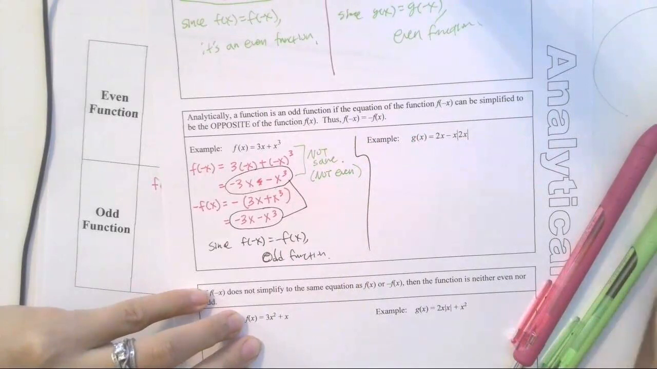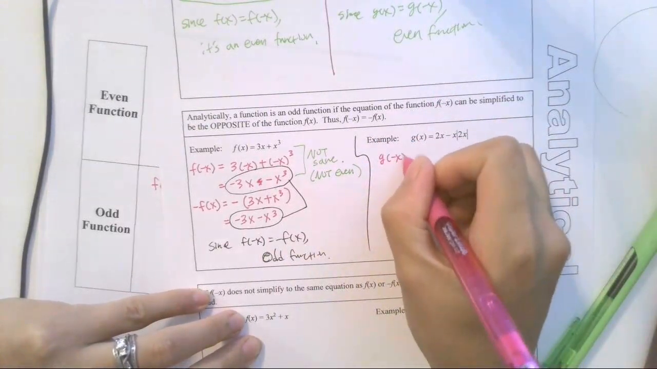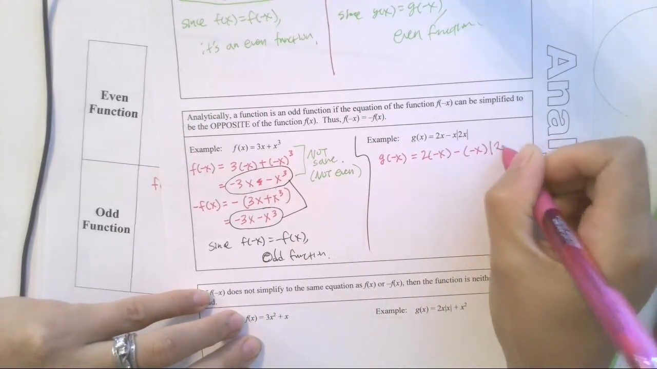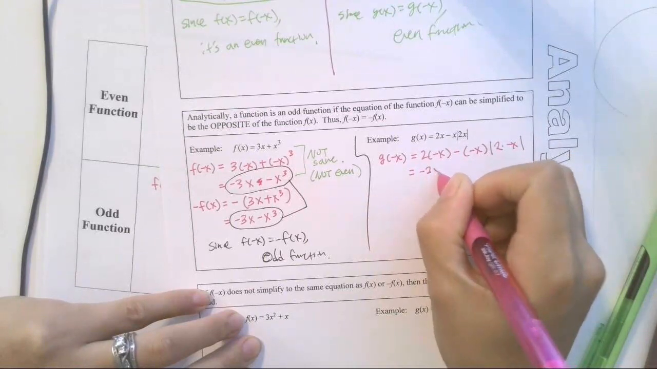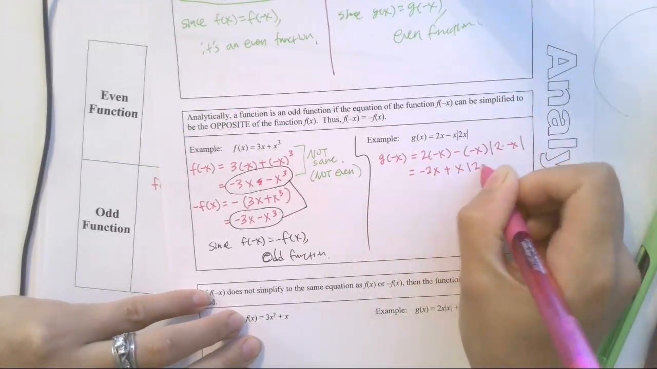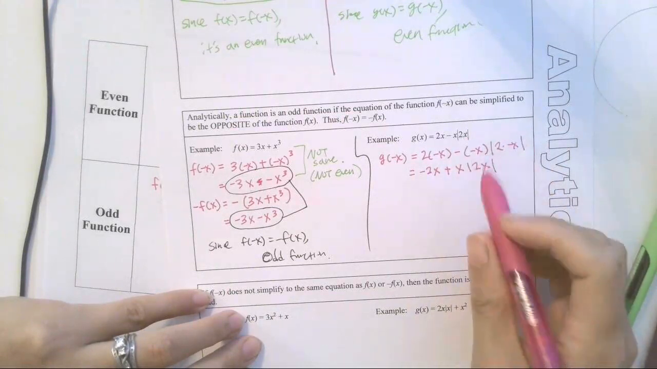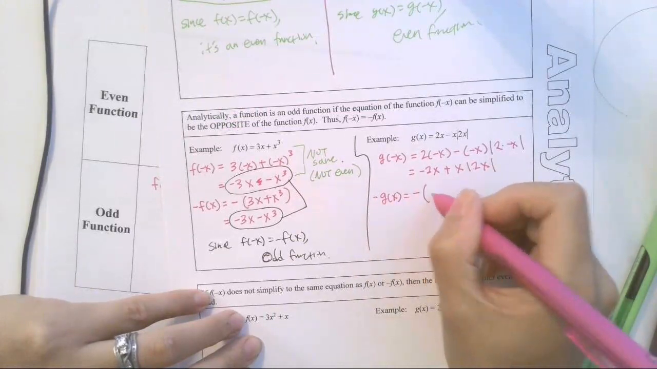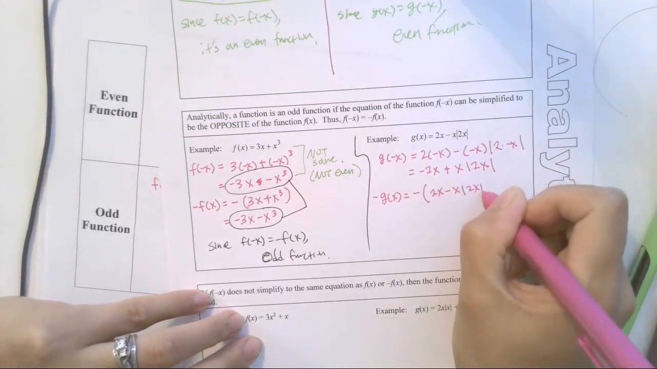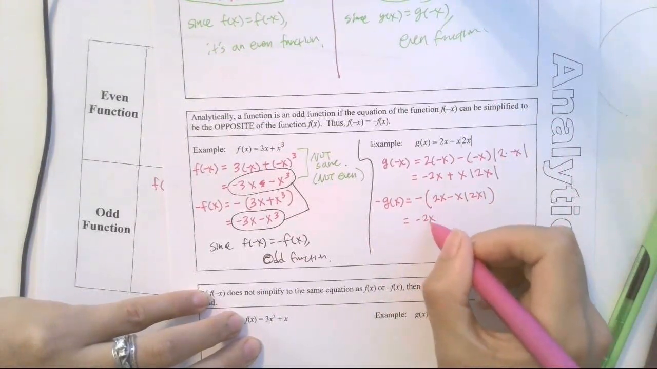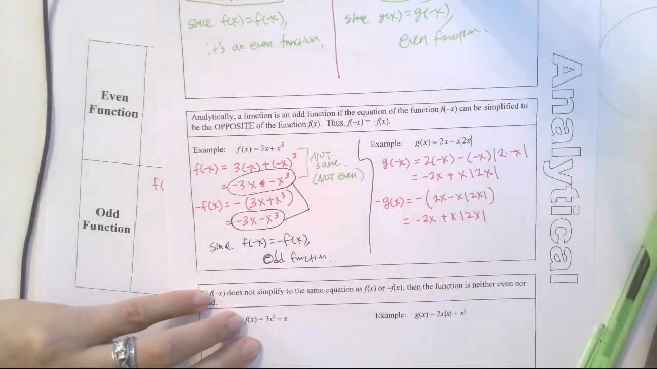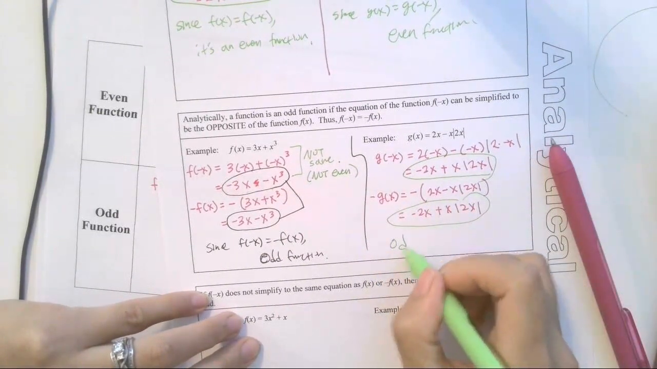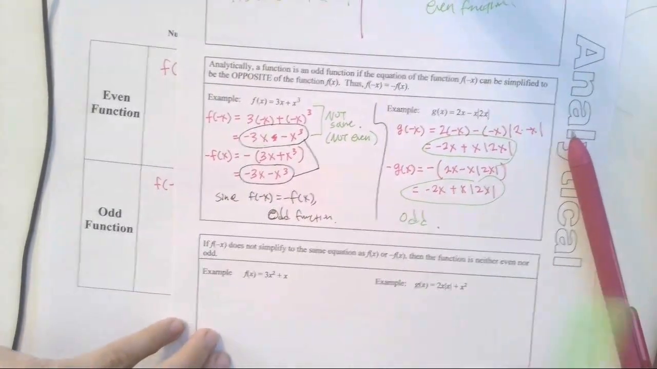I'm going to do a little fast. So let's find g of negative x. 2 times negative x minus, just plug negative x wherever you see it, 2 times negative x equal to negative 2x plus x times |2x|. Are they the same? Nope, so not even. Now let's try the odd function, negative g of x. Negative the whole thing. Distribute that negative in, negative 2x plus x, absolute value of 2x. Is g of negative x the same as negative g of x? Yes, odd function. Okay, keep going.